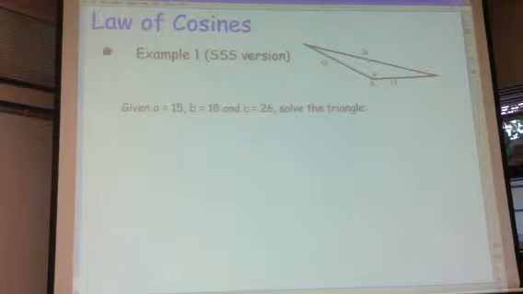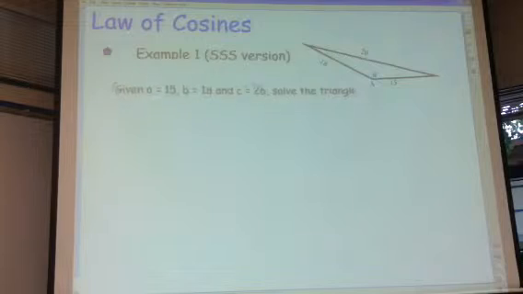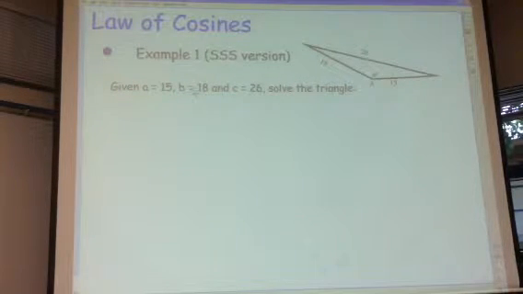Here's the first example. We'll do the side version first. So here's what I have. I have all the sides, 15, 18, and 26. Now C is my 26. Uh-oh. That means this needs to be angle C. And then A is going to be this right here, and this is going to be B.